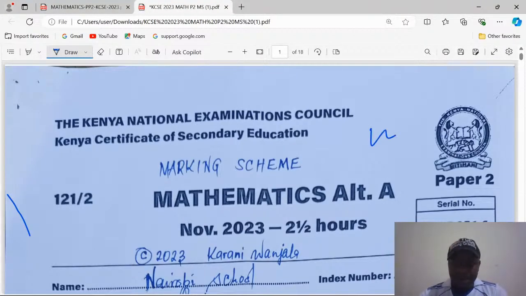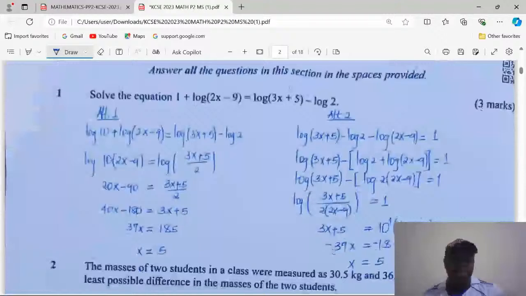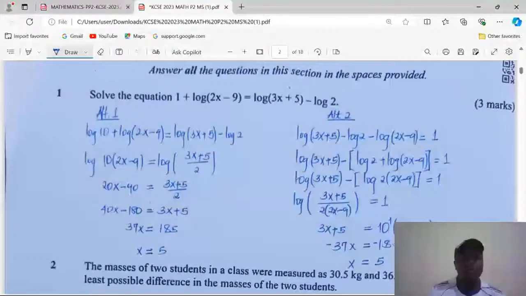So let's look at this paper. It's a logarithm equation, the first question.